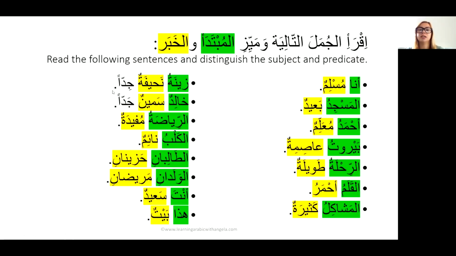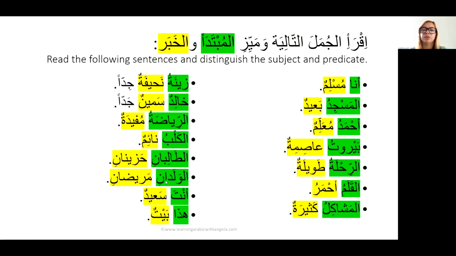زينة نحيفة جدا. So she's very skinny. So زينة is a proper noun, مبتدأ, نحيفة is the خبر, and جدا is just additional, which means very. خالد سمين جدا. خالد is المبتدأ, سمين الخبر. الرياضة مفيدة. So sports is good. So الرياضة is the subject and مفيدة the predicate. الكلب نائم. الطالبان حزينان. So the two students are sad. So subject and predicate. So that's an example of المبتدأ and الخبر in the dual.